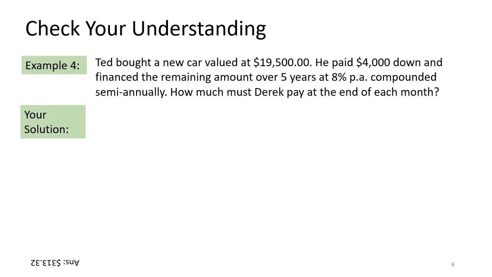So let's look at a second example. Ted bought a new car valued at $19,500. He paid $4,000 down and financed the remaining amount over 5 years at 8% per annum compounded semi-annually. How much must, I wrote Derek here, I should say Ted, how much must Ted pay at the end of each month?